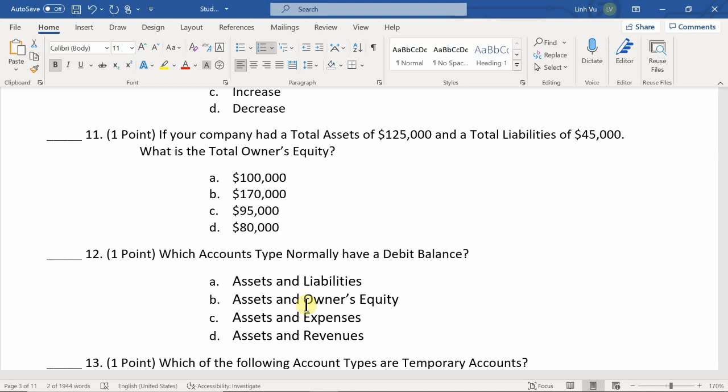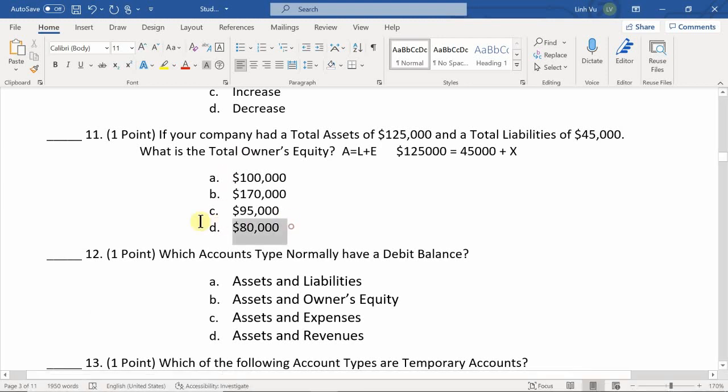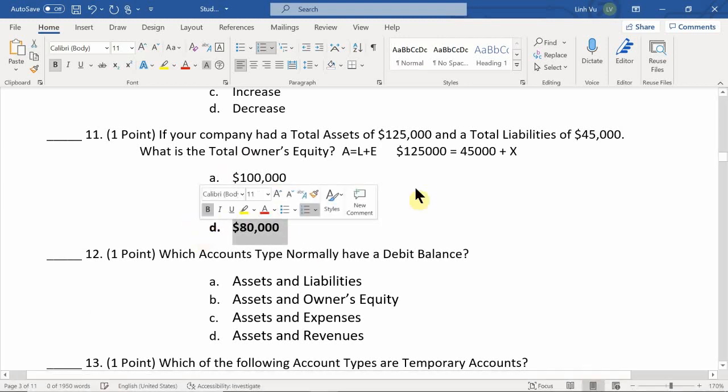D, 80,000. 80,000, right? So in this case, this is where I'm asking you about the accounting equation. If assets equal liabilities plus equity, right? If it is 125,000 equals 45,000 plus X, you just solve for X, right? So in this case, 80,000 is correct. Okay.